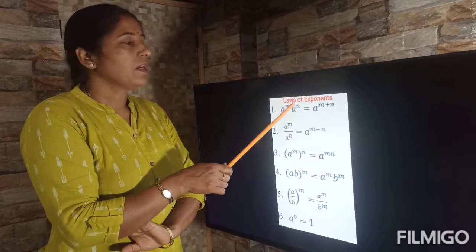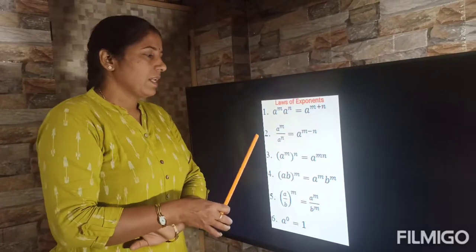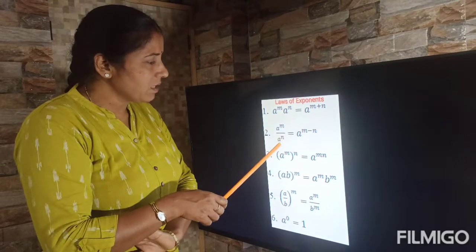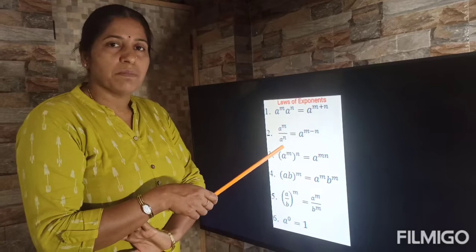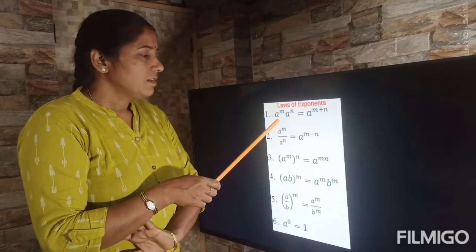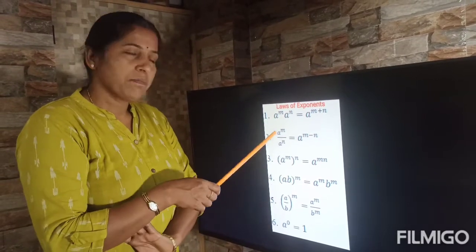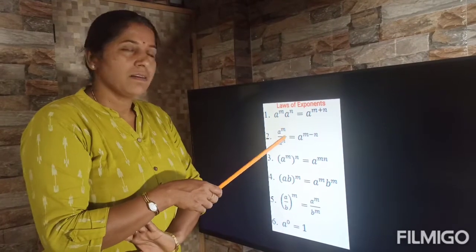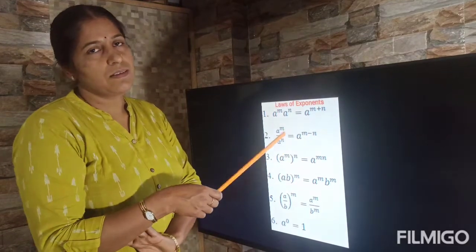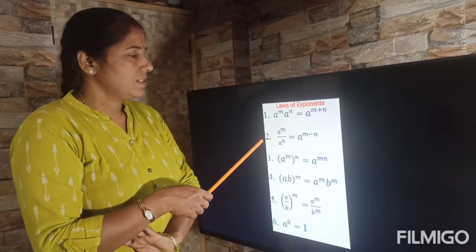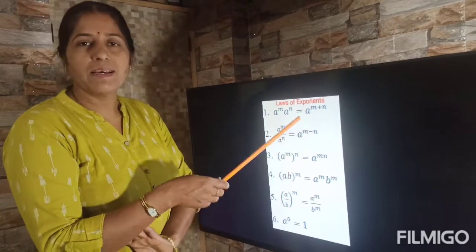A to the power of m into a to the power of n is equal to a to the power of m plus n. Next, second law. A to the power of m divided by a to the power of n is equal to a to the power of m minus n. Between two numbers, division is there here. Then we have to keep the base one time. Both bases are the same. In all the laws, bases should be the same. Subtract the powers if division is there. This is the second law. A to the power of m divided by a to the power of n is equal to a to the power of m minus n.